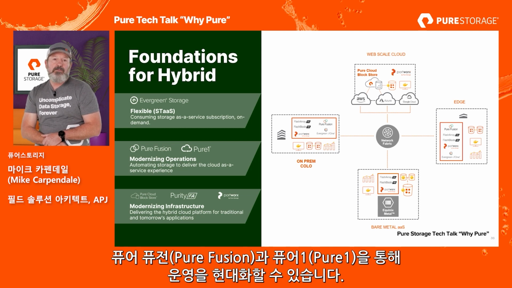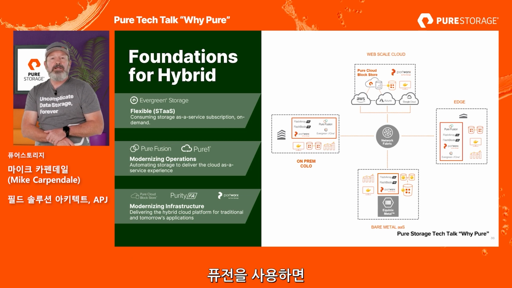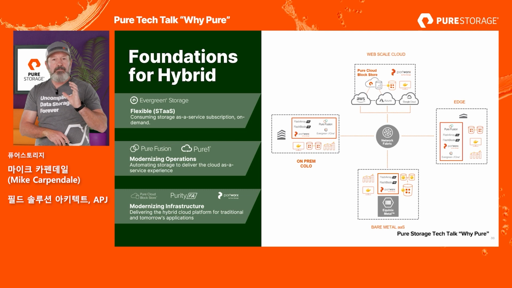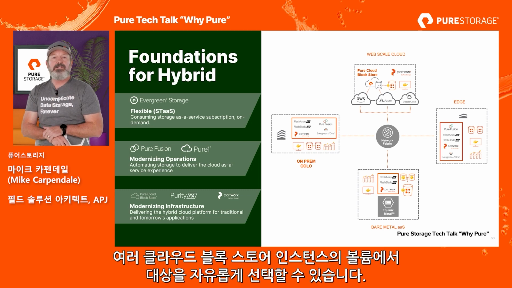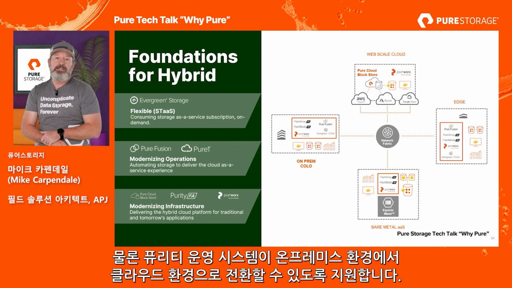Pure Fusion and Pure One, from that modernizing your operation perspective, Pure Fusion is going to be overlaid in the Cloud Block Store environment, and you will simply use Fusion to pick and choose the destination for my volume on multiple Cloud Block Store instances. And of course, we have the Purity operating system, which powers us from the on-premise environment into the cloud environment.